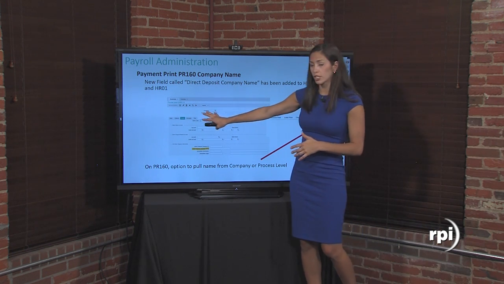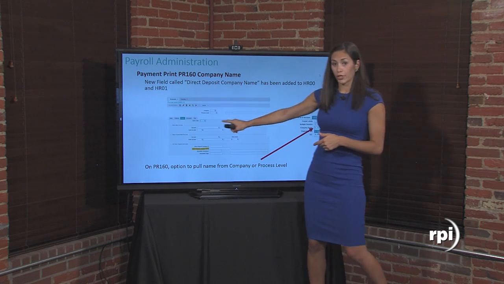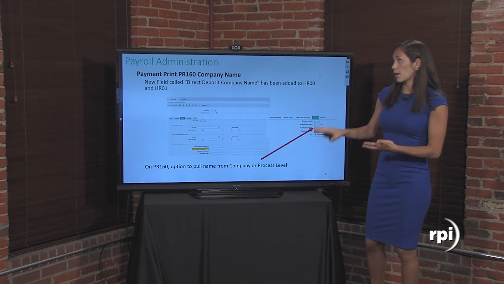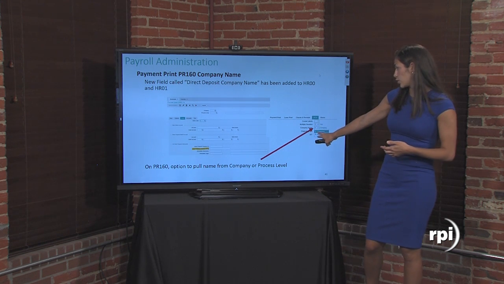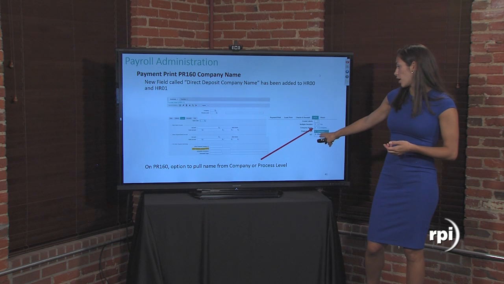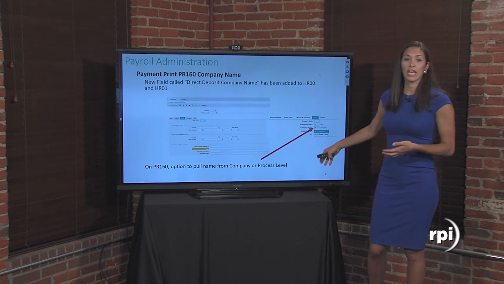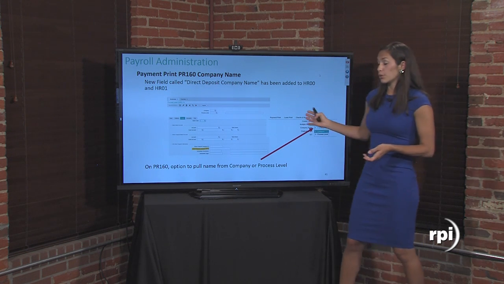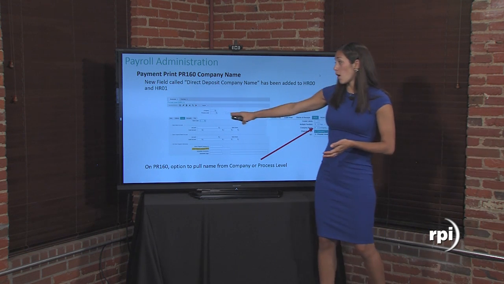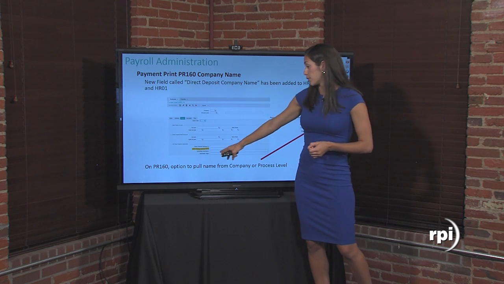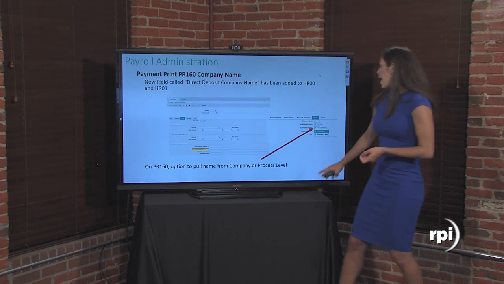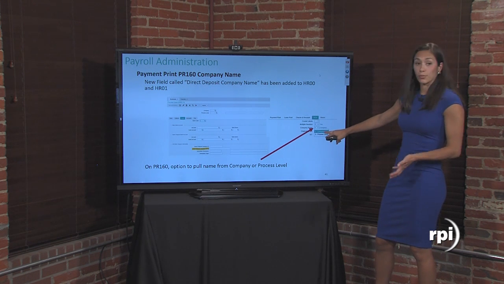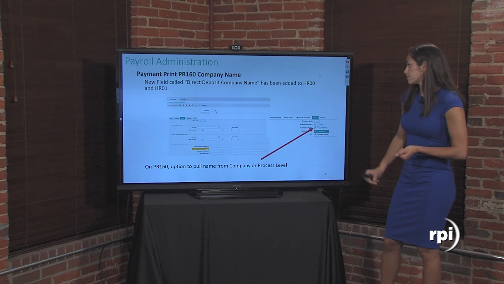This is the HR01 process level screen, and then over here is a little screenshot from the PR160. So the update I'm referring to is on the PR160, you have a new option to select company or process level name. So if your organization uses a legal name that's different from what your employees are used to seeing, you can put that familiar name on the HR01 or HR00 in this direct deposit company name right here. And then on the PR160, you can select which one you want them to see, whether you want them to see what you put on the company level or at the process level.